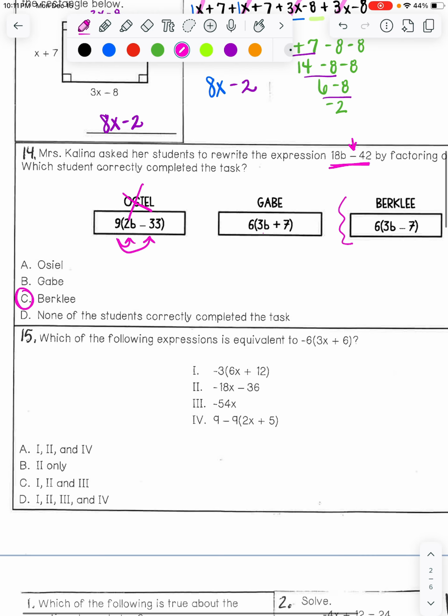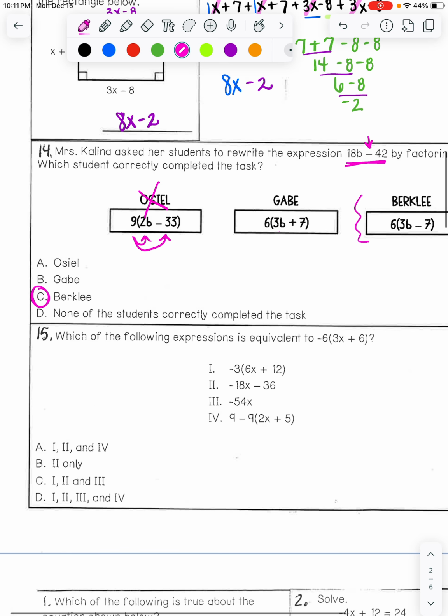Number 15, which of the following is equivalent to? This is, again, another distributive property. So they don't ask me to, but I'm definitely going to go ahead and distribute here to see what I get. Negative 6 times 3x is negative 18x. Negative 6 times positive 6 is positive 36. So I can see immediately 2 definitely works. Now I just got to check the rest of them.